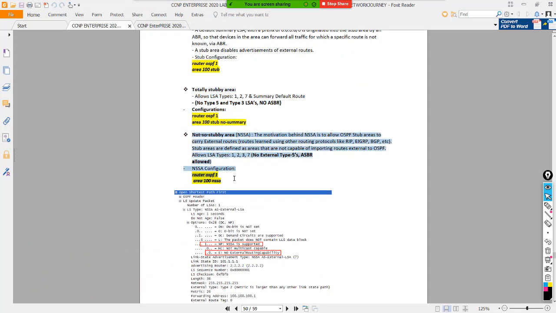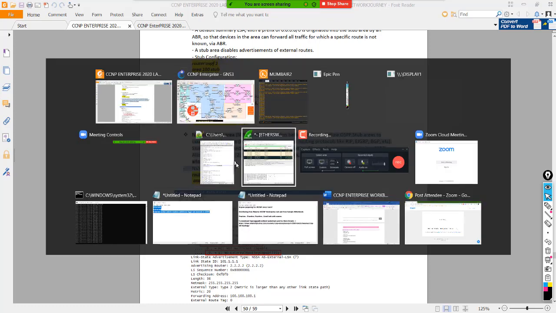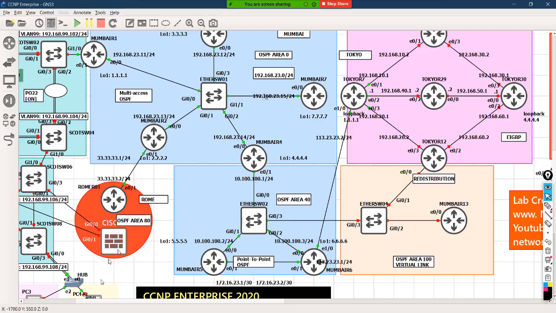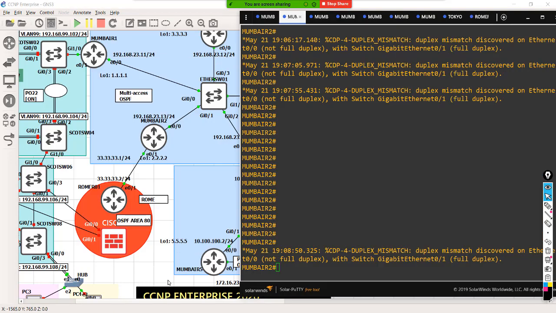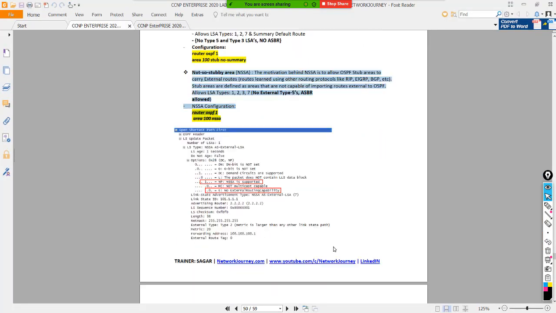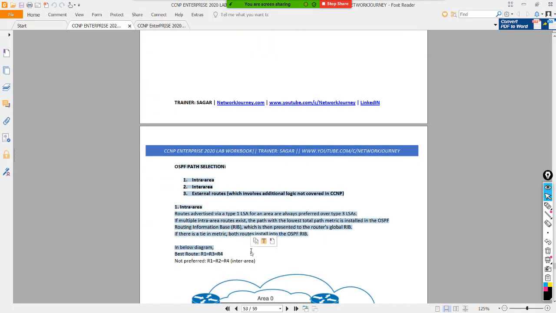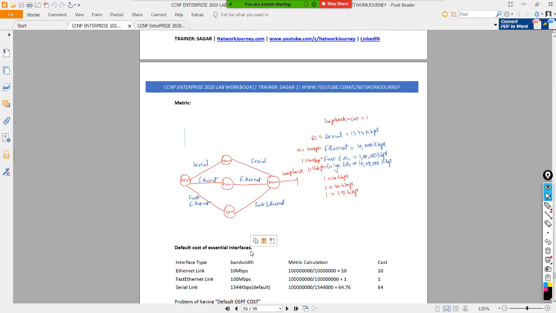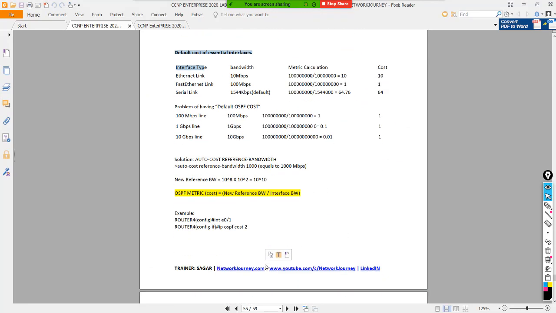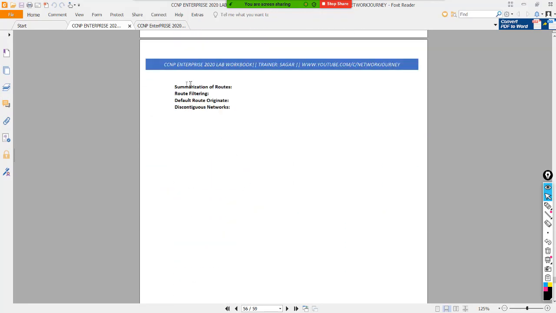Regarding this, I will take it up in the next class. I have to bring up one more area here, somewhere over here, and I will show you the configurations. And what is left then? I am left with path selection, the metric calculations, and then summarization, route filtering, and some small portions. So probably I can complete this in the next class.